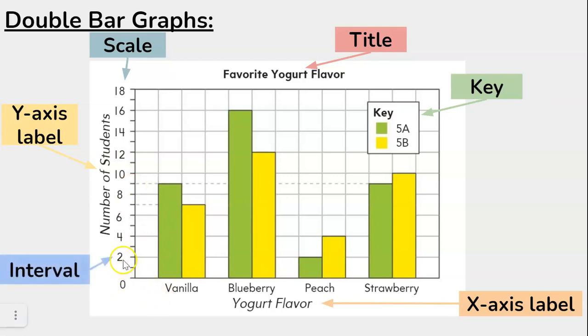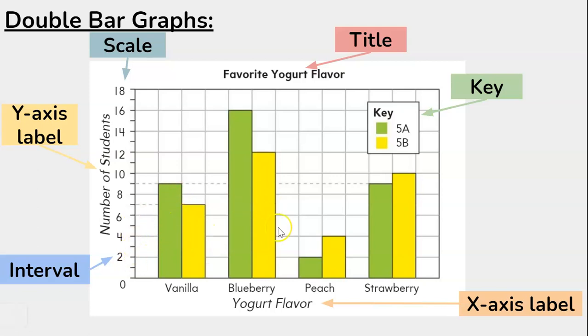When I look at my numbers, I can see that it's counting by twos. The numbers I'm seeing, and the lines that go all the way across, are in intervals of 2. I can also see that there are little hash marks between each 2, which must represent 1. It's really important to look at the scale and the intervals so that you can know exactly how many each bar represents.